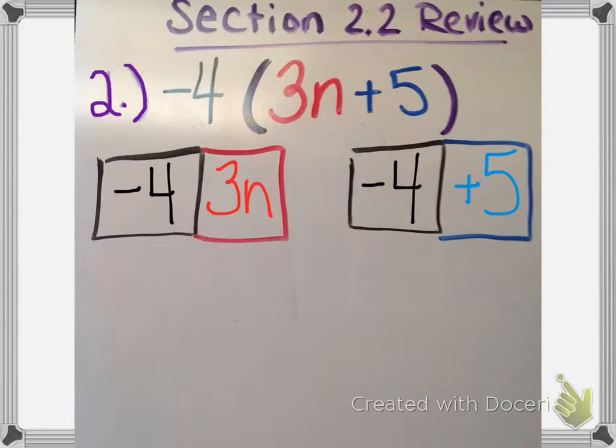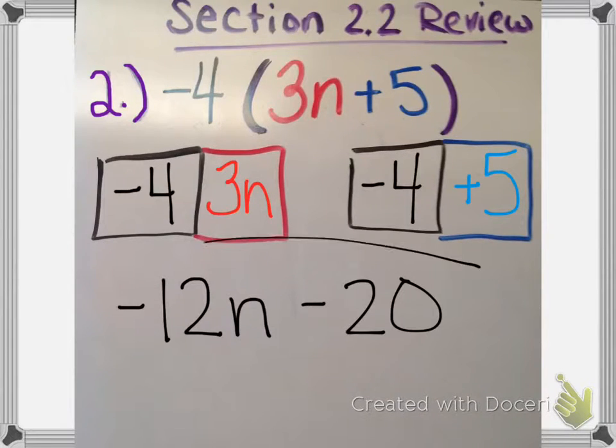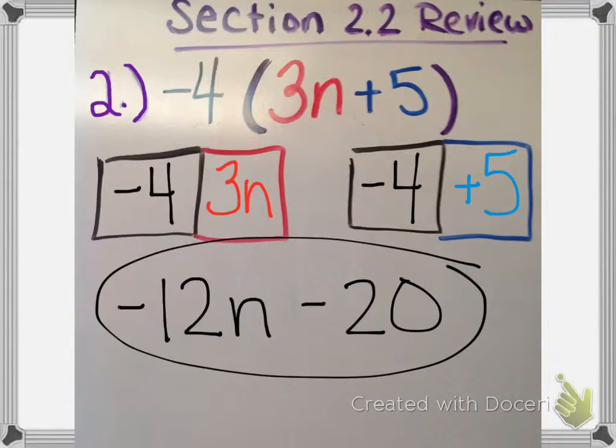Now it's time to multiply. Negative 4 times a positive 3 is a negative 12. Bring down your n. Negative 4 times a positive 5 is a negative 20. Your answer is negative 12n minus 20.